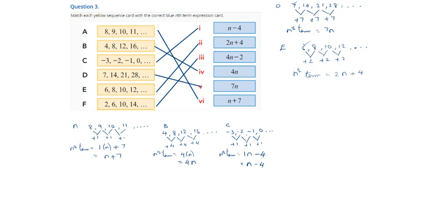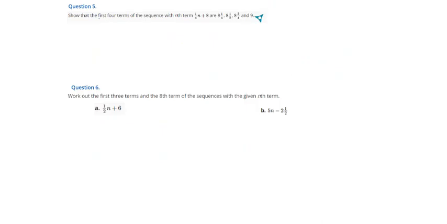Moving on to the next sum, we have to show that the first 4 terms of the sequence are 8 1 by 4, 8 1 by 2, 8 3 by 4, and 9. So this is the nth term. We have to replace n by 1, 2, 3, and 4.